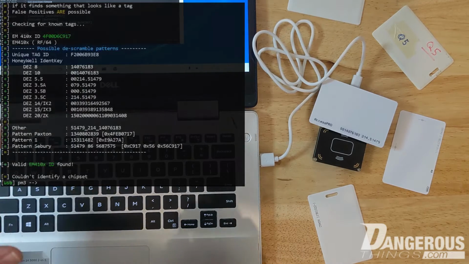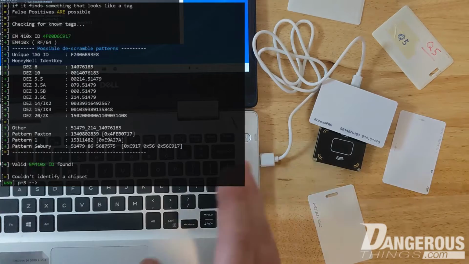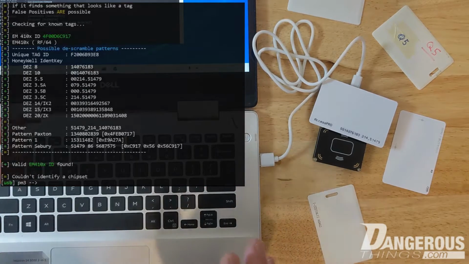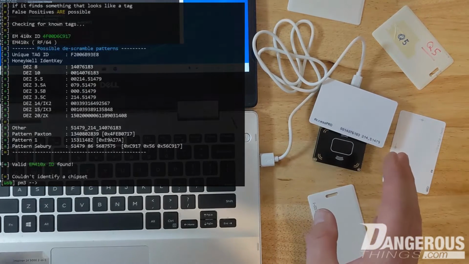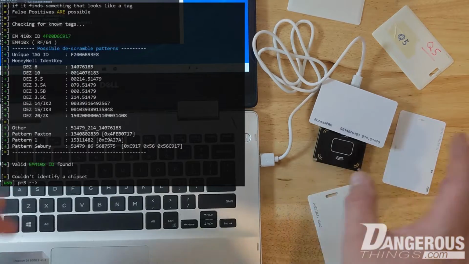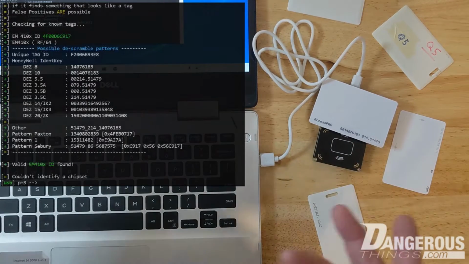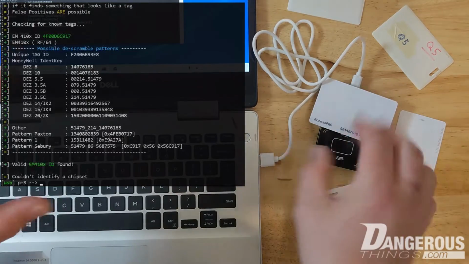EM410X type chip. So that's a very common type of low frequency chip, EM, EM Microelectronic. It's a very old company that makes these types of things, particularly for these legacy access control systems and solutions. It's a very common chip type. So a company called Access Pro just bought a bunch of those and put their name on it. But it's an EM chip. So in order to clone that, well, we'll get into cloning later. I just want to go through these.